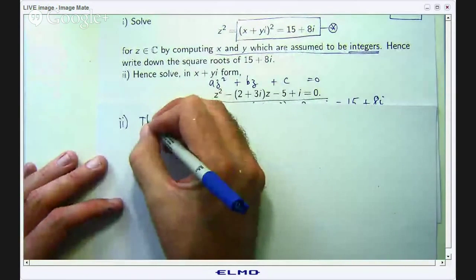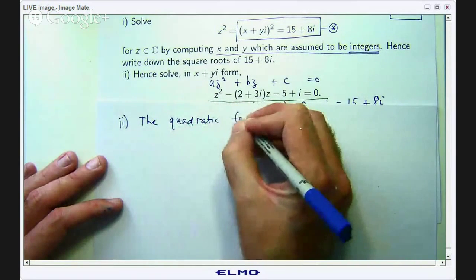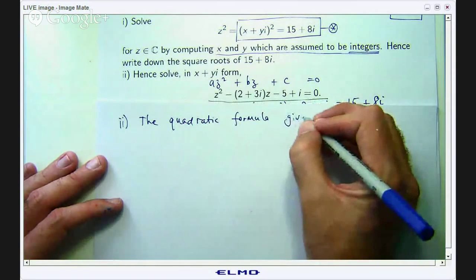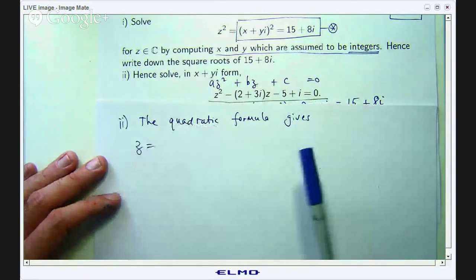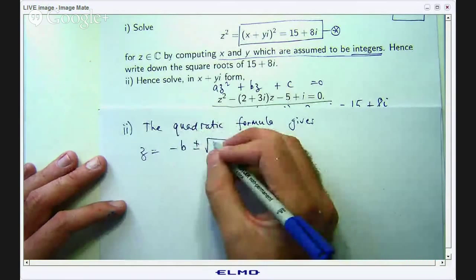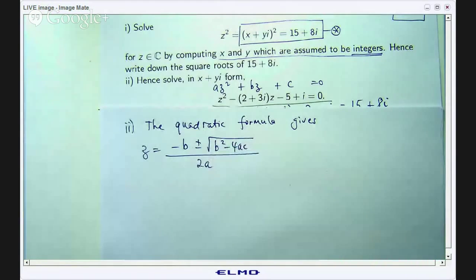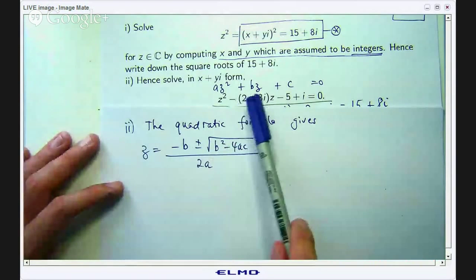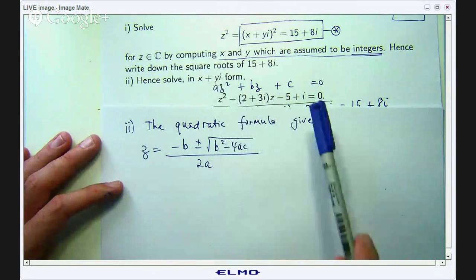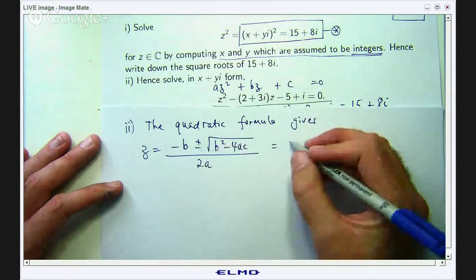So we're going to apply the quadratic formula that we all know. Okay, we know that z is going to be negative b plus or minus the following square root all over 2a. So b in this case would be negative 2 plus 3i, a would be 1 and c would be negative 5 plus i. So if you put those in here, you'll get the following. The negatives will cancel out.